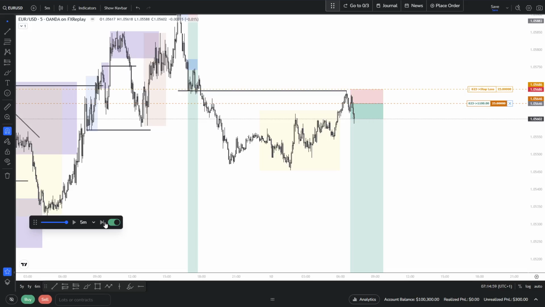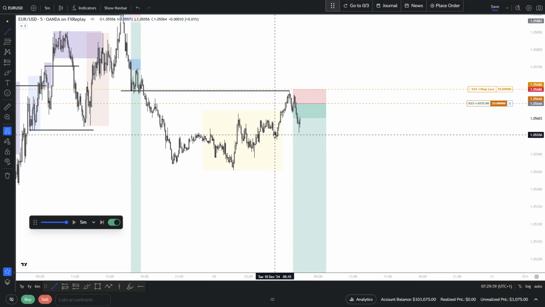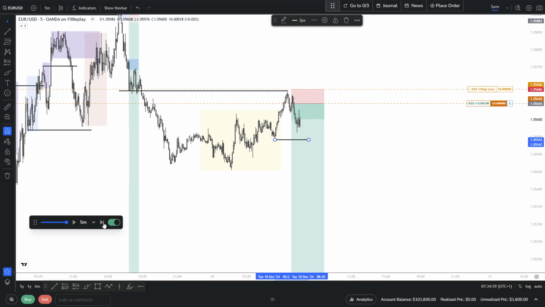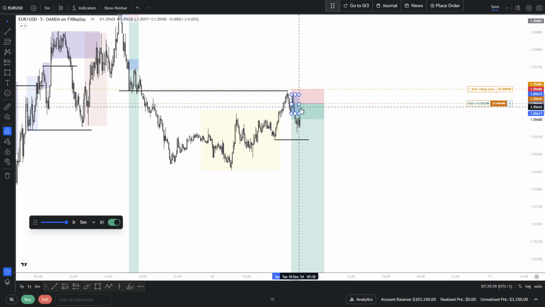There we go. Nice. Okay, reacting from this low. This might be a break even as well, right? Nice re-entry. I won't take the re-entry, right? There we go. This was a perfect re-entry.